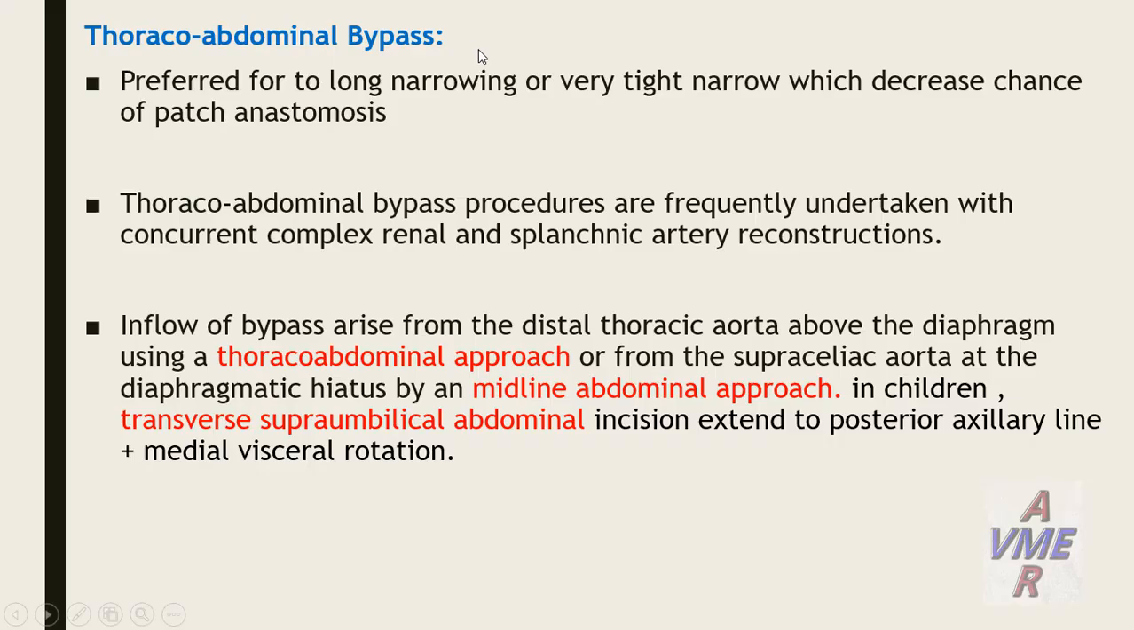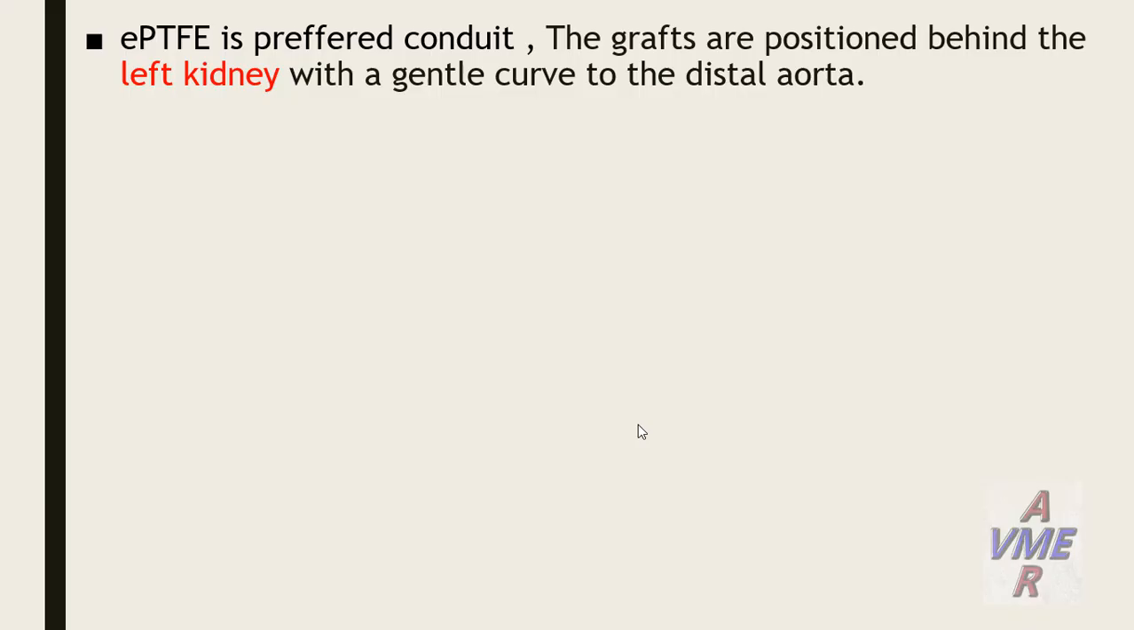So thoracoabdominal bypass is preferred for long narrowing and very tight narrowing, where we don't have a considerable aortic diameter that would make patch aortoplasty an option. It's also common in case of complex renal and splanchnic artery reconstruction. For inflow from the thoracic aorta, we have to do a thoracoabdominal approach. If from the supraceliac aorta, midline abdominal approach, or supraumbilical transverse abdominal approach for the children. And we have to choose PTFE as the preferred conduit.